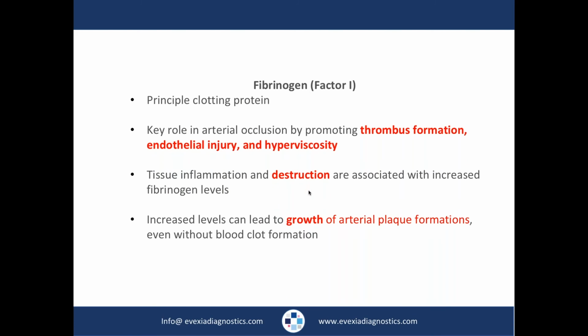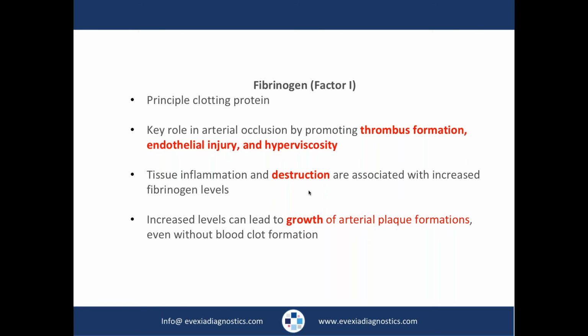Next, fibrinogen. That is also known as factor 1. If you're looking at the coagulation cascade, that's the one that starts the whole ball rolling if you get a cut and you need to clog that up. But you don't want this to be overactive, because fibrinogen is the principal clotting protein, but it has a key role in arterial occlusion by promoting thrombus formation. It can injure the endothelial tissue, and also cause this thing called hyperviscosity, making the blood thick. And if the blood is thick, it's going to cause damage as it goes around the arteries and cause endothelial damage. So that's the indicator for fibrinogen.